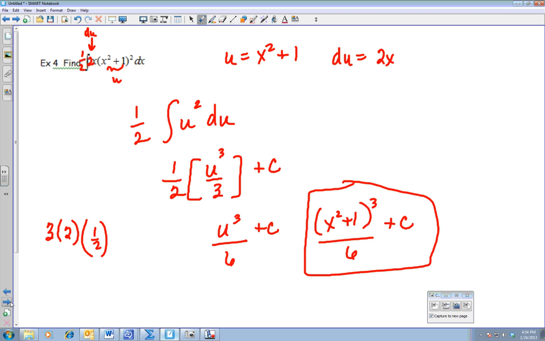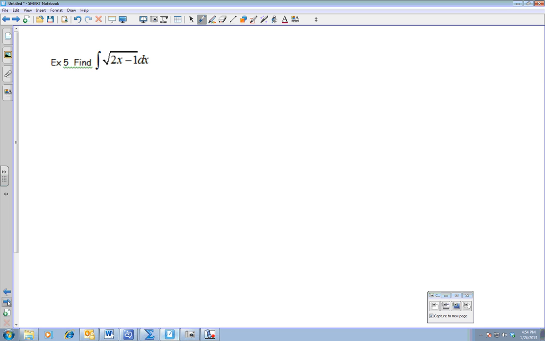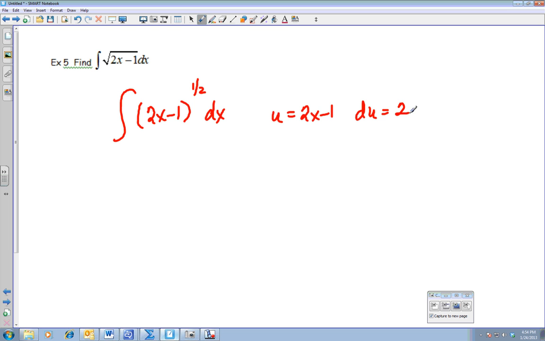Okay, let's do another one. Okay, I know I'm going to use U-substitution because I see a radical sign. Okay, we know that we can rewrite this as 2x minus 1 to the 1/2. So I have a quantity raised to a power, so I know I'm going to use U-substitution. My u is 2x minus 1. So my du is 2. Okay, I have my u, I'm missing my du. So I can put a 2, but if I put a 2, I have to put a 1/2 out in front.